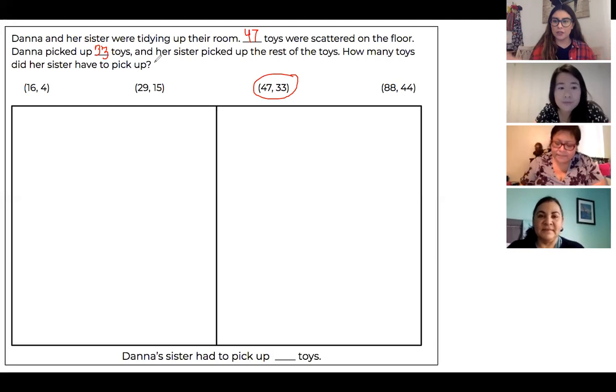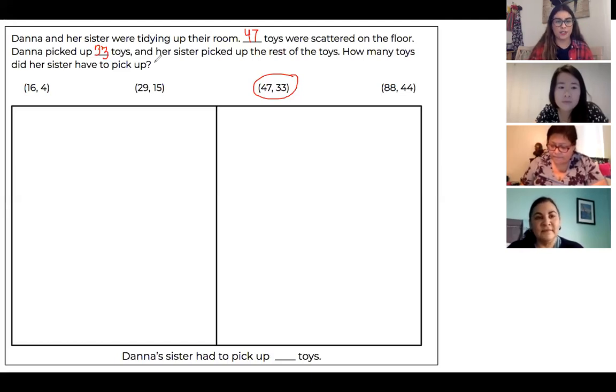So we had 47 toys scattered on the floor. That means laying everywhere in a big mess, right, Ms. T? And then Donna picked up 33 of those toys. So we're trying to figure out what. And I'm going to read the story problem one more time. And while I'm reading it, I want you to really think, what are we being asked to do?